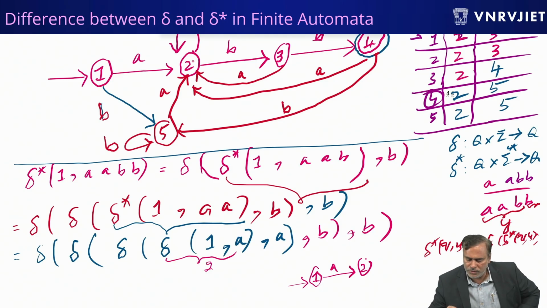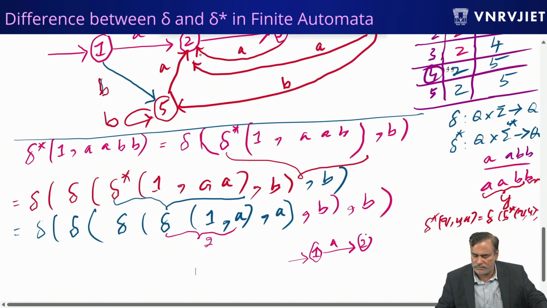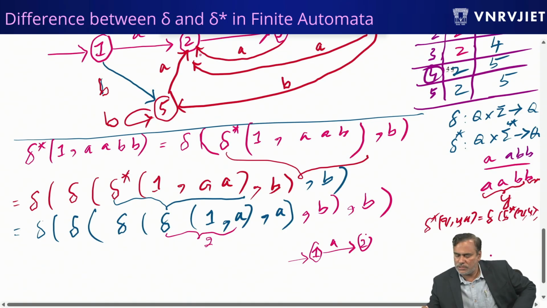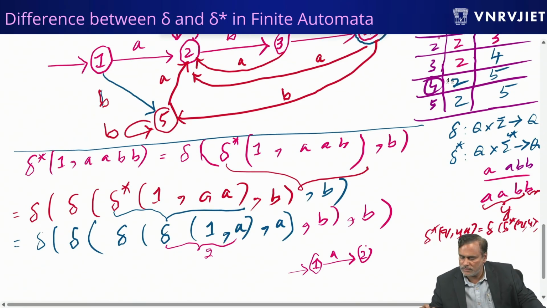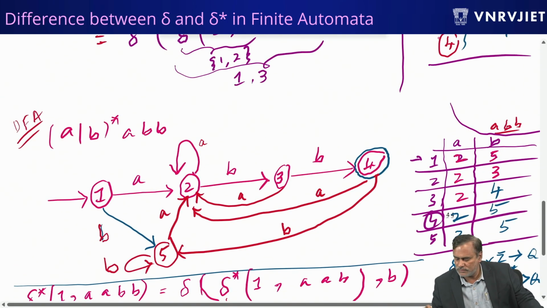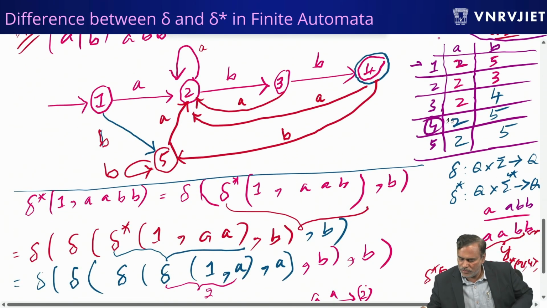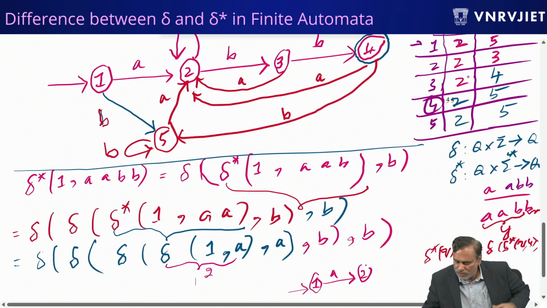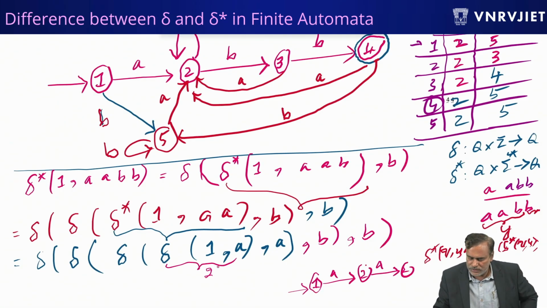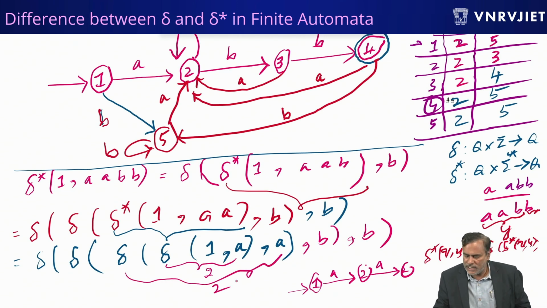So from 2 on reading A, from the table also, 2 on A, where are you going? That is 2 itself. From the diagram, 2 on A you are going to 2 itself. So for this part, once again, you have got 2 itself. And then delta of 2B. 2 on B, where are you going? That is 3.